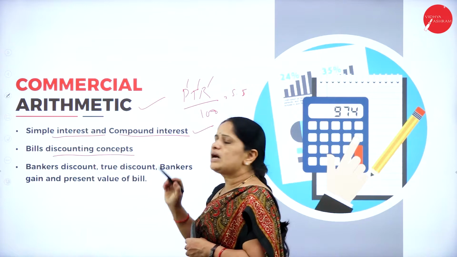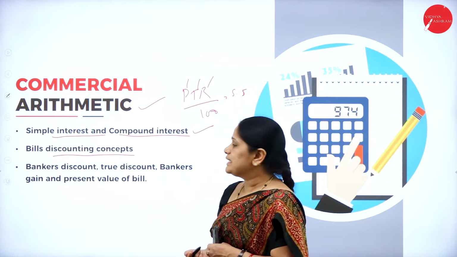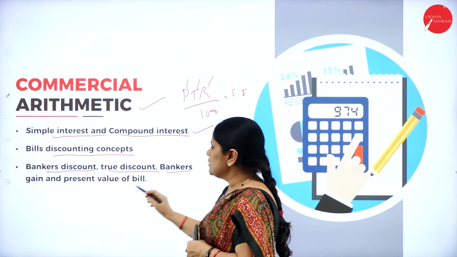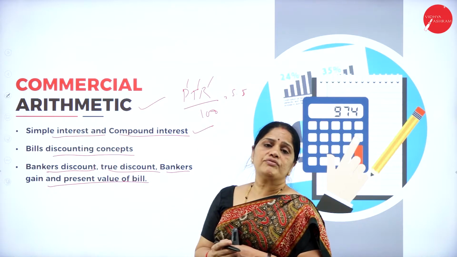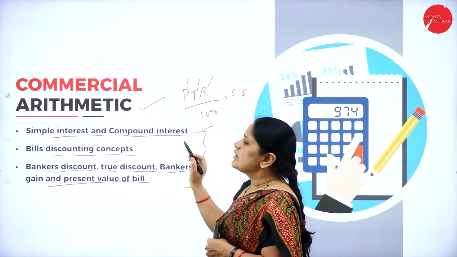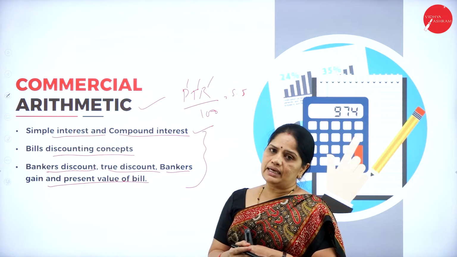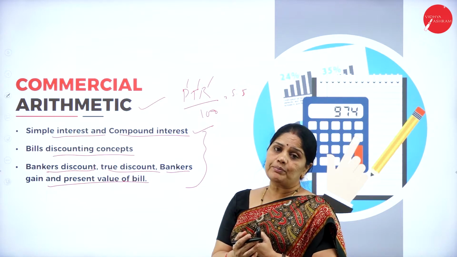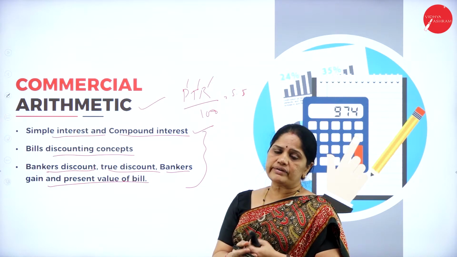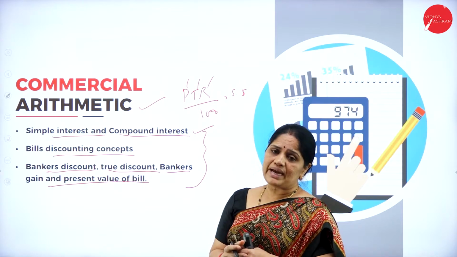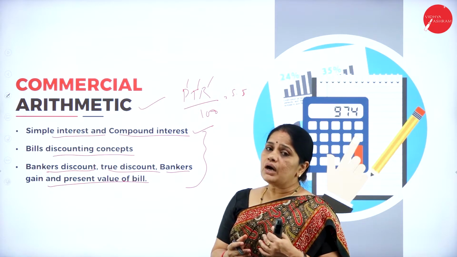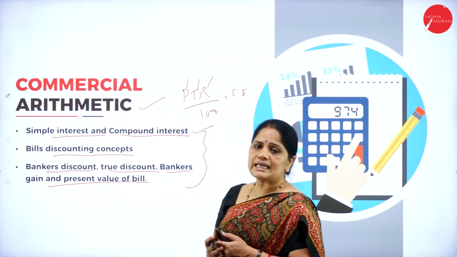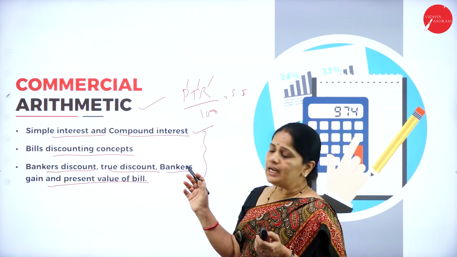Then, bills discounting concepts. What do we mean by bills discounting? Then, what is the banker's discount? True discount, banker's gain, present value of bill. All these concepts we will be learning in commercial arithmetic. You should know how to calculate the rate of interest. You have taken a loan from the bank. How do you calculate the rate of interest? What is the interest you are paying to the bank and how is it helping you? How is it having a bearing on your profits? All these things we will be learning in this chapter, that is commercial arithmetic.